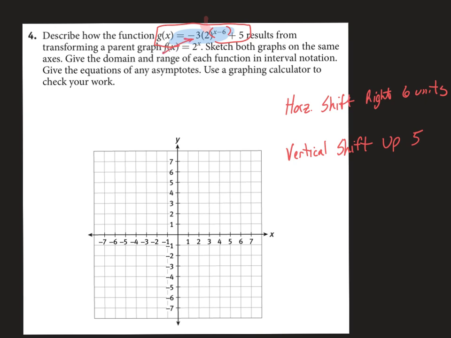Last thing we have here is the -3. It is a vertical stretch, but you cannot stretch something by a negative number. When you see the negative number, that's just a reflection on top of a stretch. So this is a vertical stretch by a factor of 3, not negative 3. Make sure you don't put the negative 3. And then the last thing is the vertical reflection.